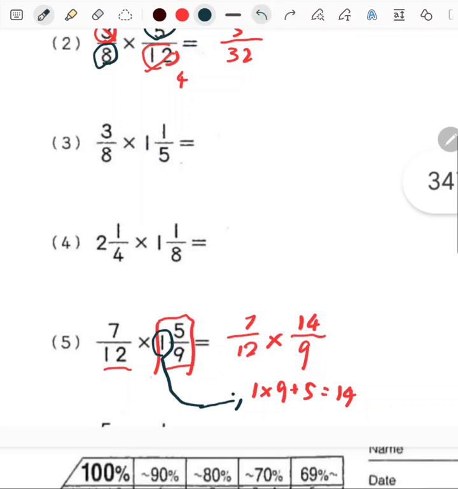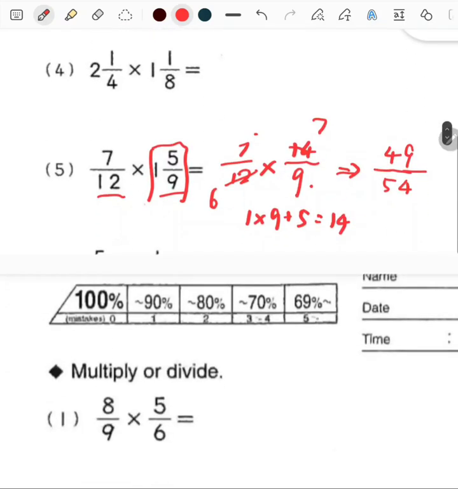All right, let's erase that. Now the next step, exactly like what we did before. Compare 7 with 9, nothing. Compare 12 with 14, oh, I can divide by 2. So this will be 6, this will be 7. Then I do 7 times 7 is 49 on the top, and 6 times 9 is 54. And I guarantee you there's nothing we can reduce them by. Okay, so that concludes this question.